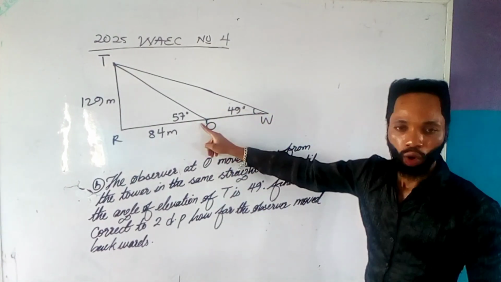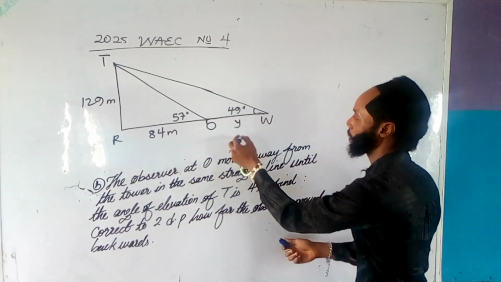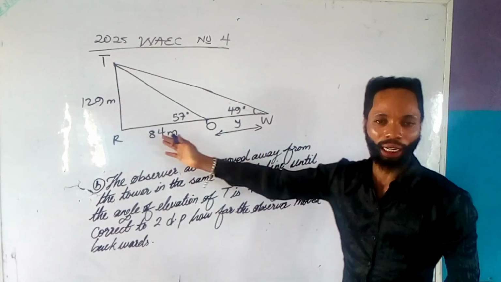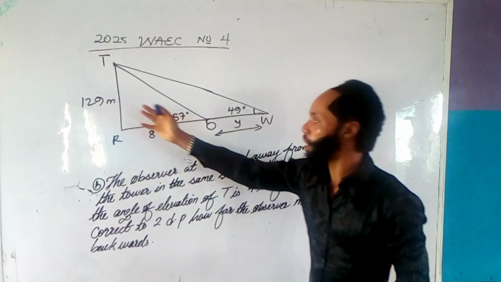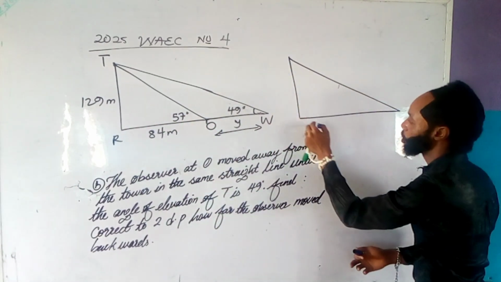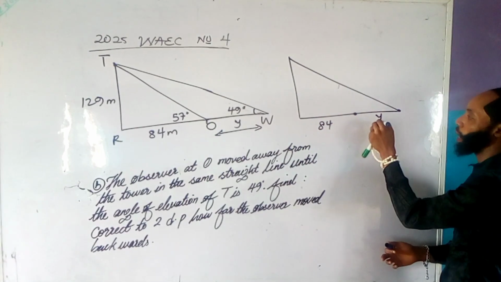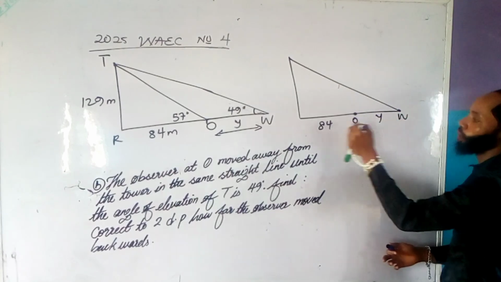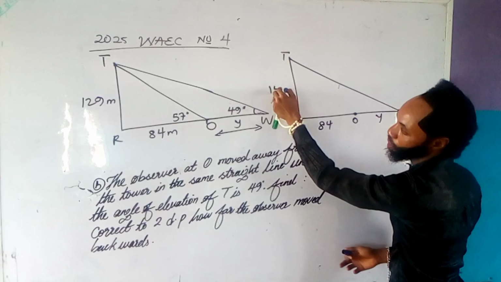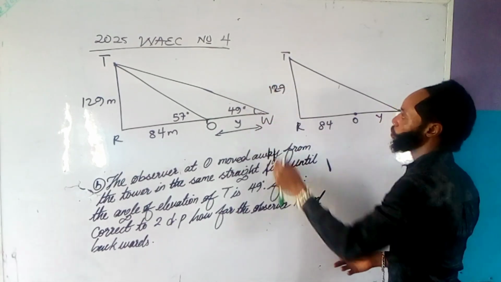So we're looking for OW. Let OW be Y. So this is what we're going to do. We know here is 84, we know here is Y, then we have a 129. So I can make a triangle like this, a very big one. We have 84, then this point here, and here is Y. So this is O, here is W, and here is R. So we have our T, which is 129.